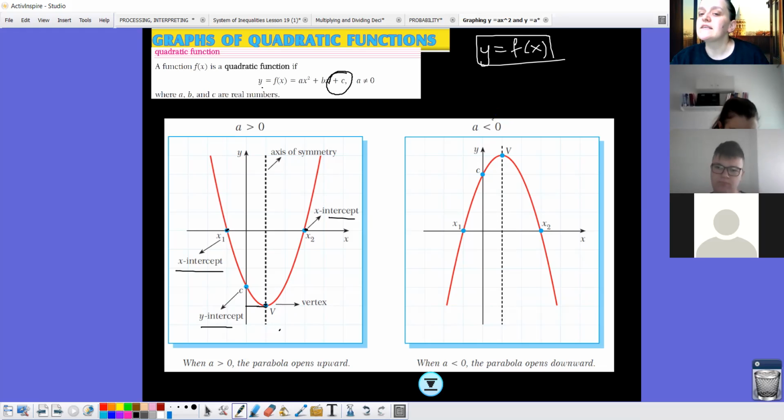When a is negative, the coefficient of x squared is negative, your parabola will be downwards. Like this, okay? Downwards, and the points are the same, x1, x2, c here, as you see on the y-axis, and the vertex here, this point is the vertex, and the vertex is the highest value of this function, okay? It's the highest value that it can take. Did we understand the elements?